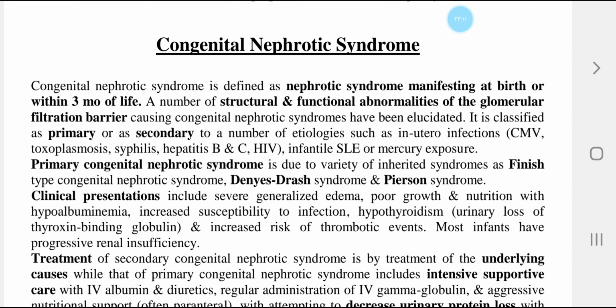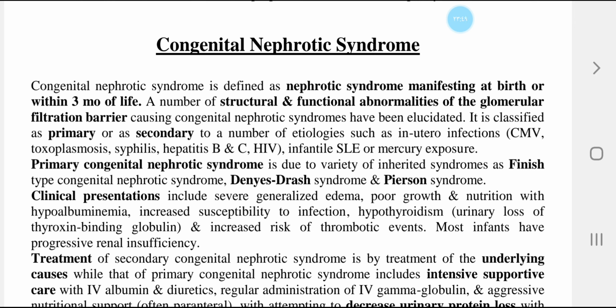A number of structural and functional abnormalities of the glomerular filtration barrier causing congenital nephrotic syndrome have been elucidated. It is classified as primary or secondary to a number of etiologies, such as neonatal infection like cytomegalovirus, toxoplasmosis, syphilis, hepatitis B, and HIV, infantile systemic lupus erythematosus, or mercury exposure. Primary congenital nephrotic syndrome is due to a variety of inherited syndromes such as Finnish type congenital nephrotic syndrome, Denys-Drash syndrome, and Pierson syndrome.